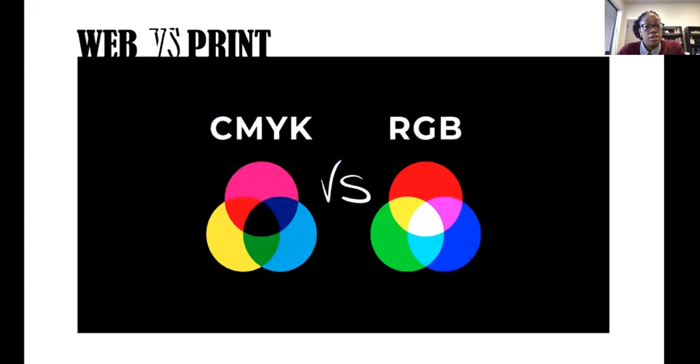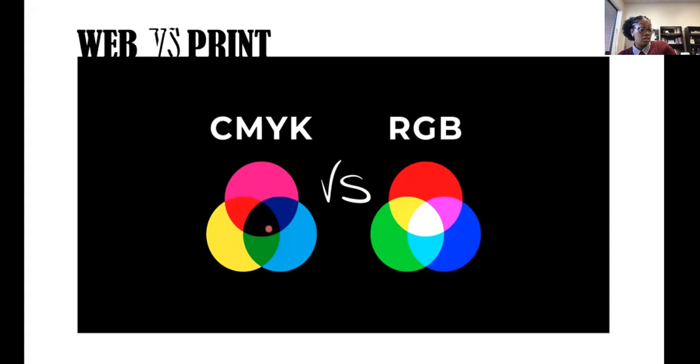Now, web versus print, you have CMYK. That's cyan, magenta, yellow, and key, which means black. This is mostly used for print. You put all three together and you get black. For example, when you go to a printer and print out a yearbook, it will print a double page spread in magenta, yellow, and blue. When you stack it all together, it equals black, but there are multiple different shades, tones, and tints.